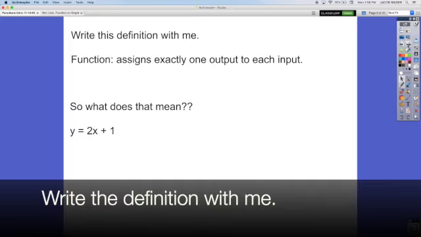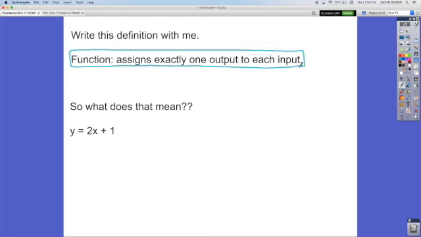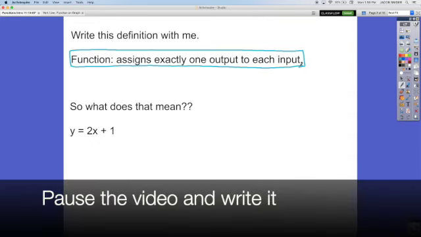Write this definition with me. A function assigns exactly one output to each input. This is what we're going to talk about for the next day or two. What's a function? How can I figure out what a function is? It has one output for each input. Copy that down for me.